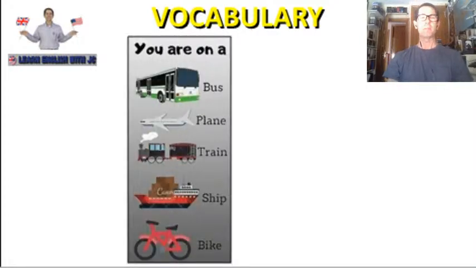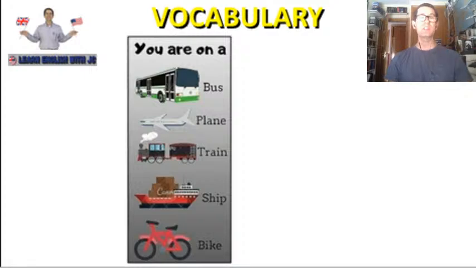Let's see what we have. Good. Pay attention to the preposition. Pay attention to the preposition on. O-N. On. Okay? So, you are on a bus. You are on a plane. You are on a train. You are on a ship. You are on a bike.